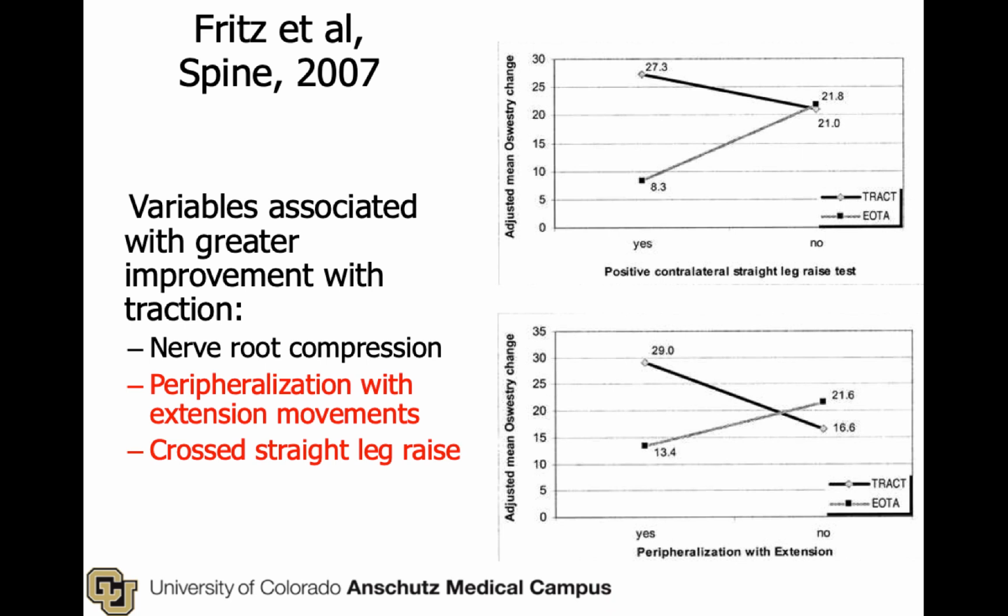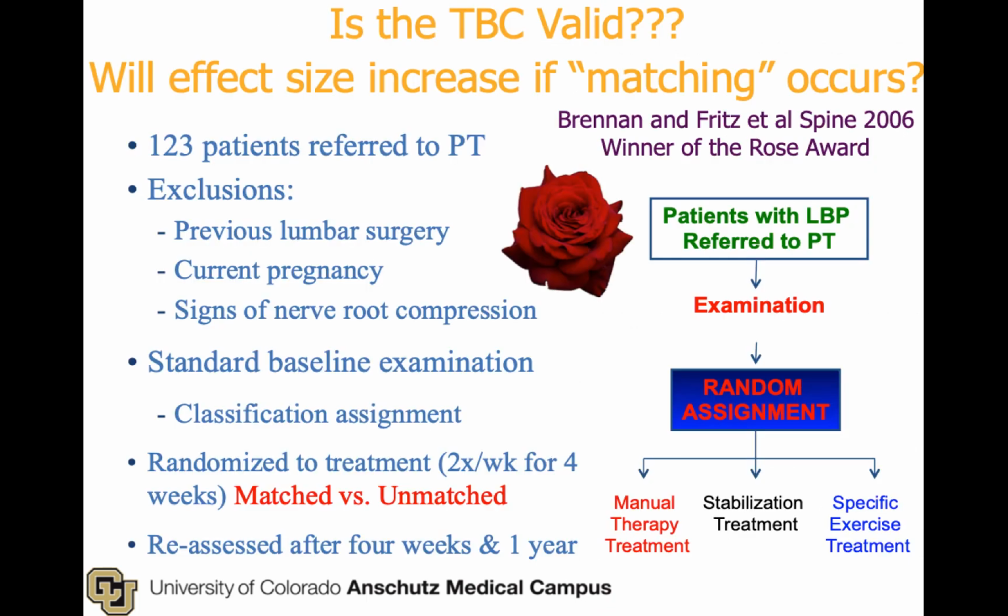The other group that seemed to have better outcomes was those with a positive crossed straight leg raise. And we know that the positive crossed straight leg raise is a very specific test for disc herniation. So this would suggest individuals with probably larger disc herniations, maybe extrusions or sequestrations, may benefit from traction as a treatment. Now, the other thing to keep in mind with the treatment-based classification is that it is a fluid system. An individual can move from one classification to another, or they may benefit from more than one classification type of treatment. So the big question is the TBC valid?